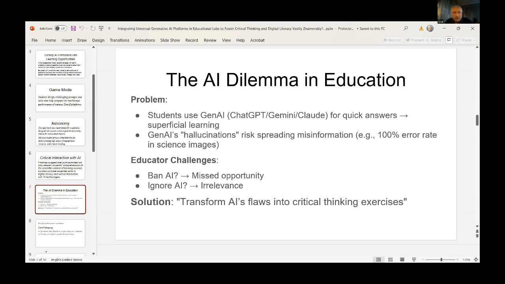So what to do? Ban artificial intelligence systems? We will miss the opportunity. So ignoring artificial intelligence systems is not good either. So the solution is to transform artificial intelligence system use into a critical thinking experience. We have to push students to work with artificial intelligence systems and critically focus on the answers of those systems.